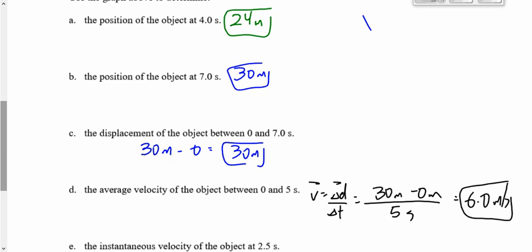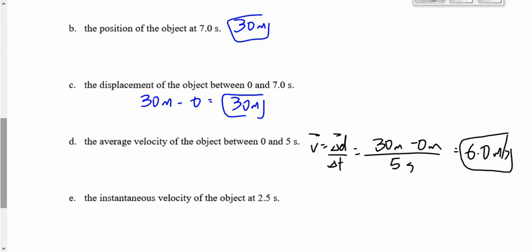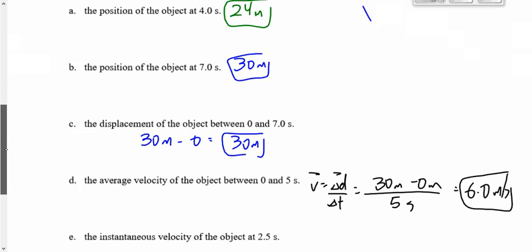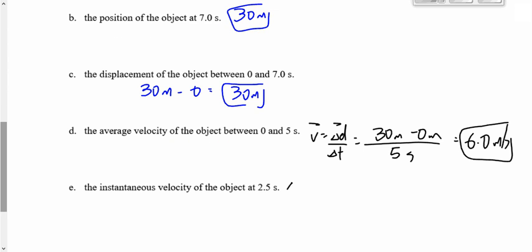And what's the instantaneous velocity at 2.5 seconds? This is uniform motion. This is constant velocity. If the velocity is the same everywhere between 0 and 5 seconds, then what's the velocity at every moment of time in there, including at 2.5 seconds? 6 meters per second. So long as it's a straight line, the instantaneous velocity is exactly the same as the average or constant velocity. Make sense?